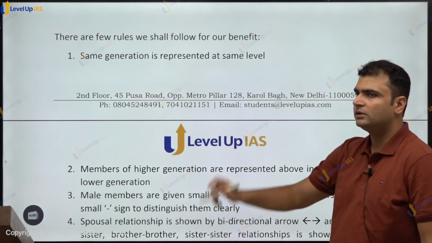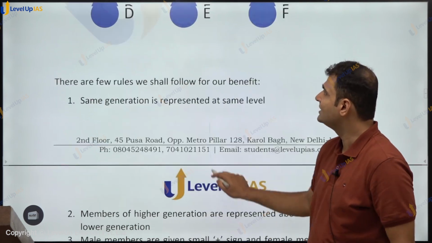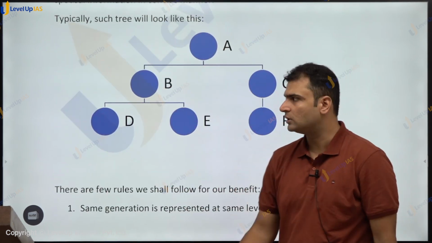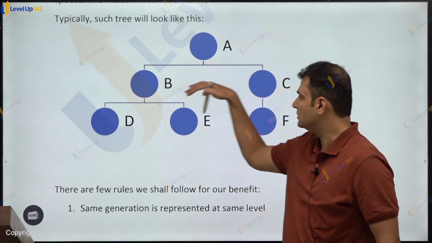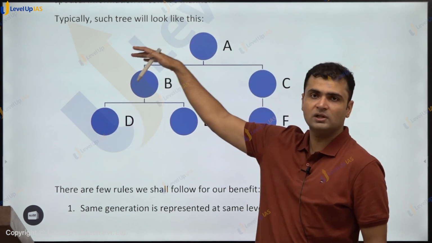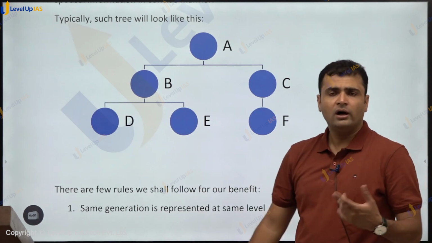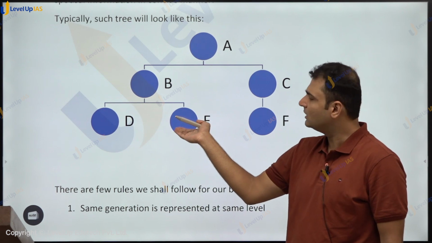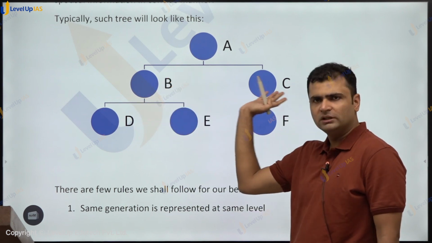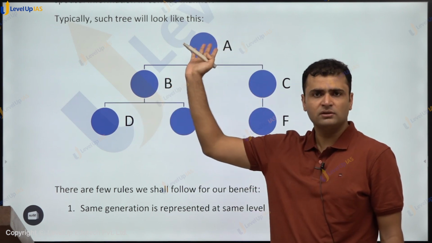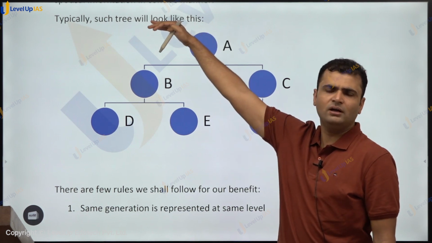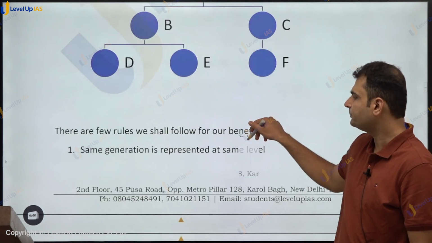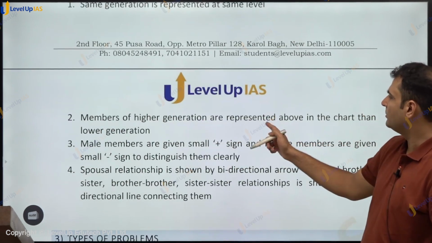Same generation is represented at the same level. We are drawing a diagram like this. The one horizontal level is one generation. So these three people are of the same generation. These are of the same generation. These people are of the same generation. Second rule: higher generation is represented above the lower generation. So these are grandchildren, these are mother, father, and these are grandparents. So higher generation is represented at the higher level, and one horizontal level will be people of the same generation. Members of the higher generation are represented above in the chart than the lower generation.